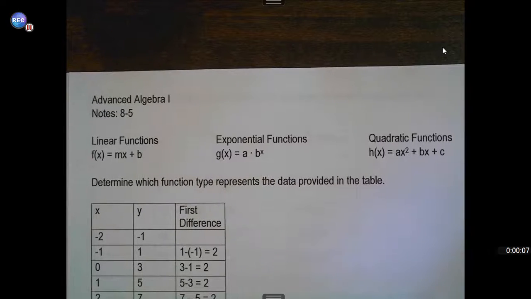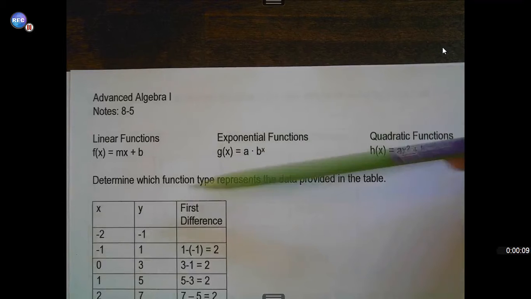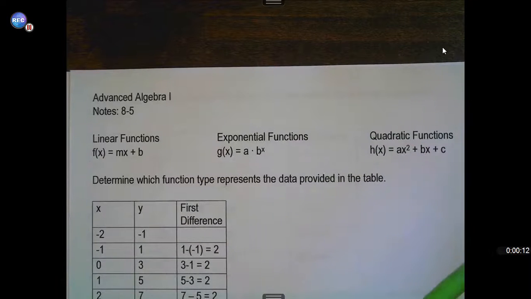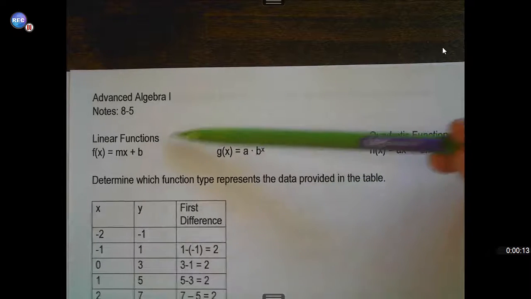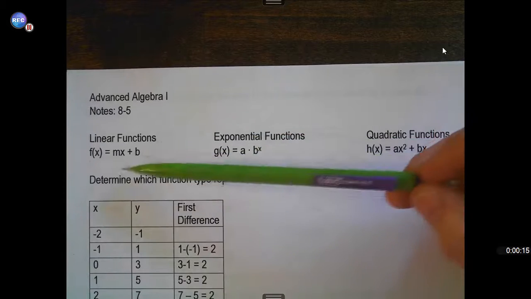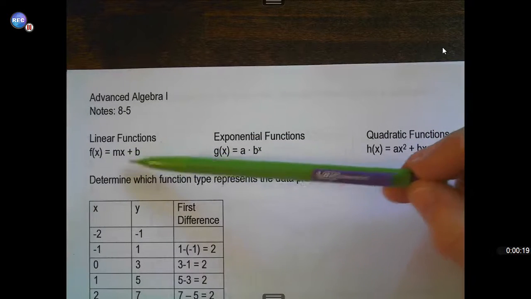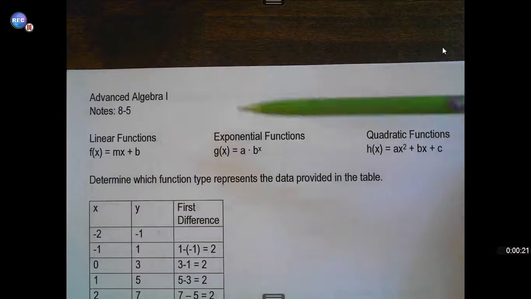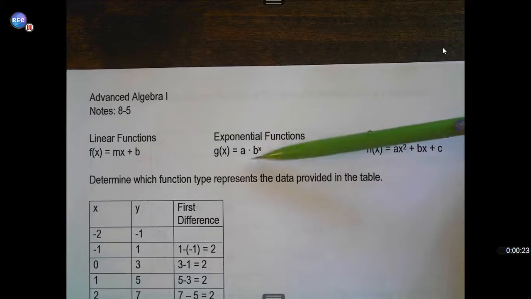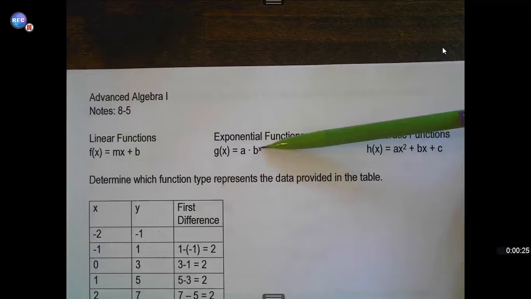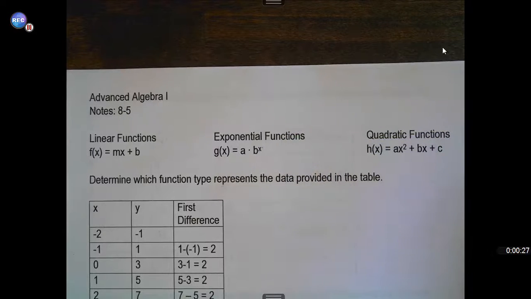All right, so far we've studied linear functions, of the form f of x equals mx plus b, where m is the slope and b is the y-intercept. We've studied exponential functions, a times b to the x, and we've studied quadratic functions now as well, of the form ax squared plus bx plus c if we have it in standard form.